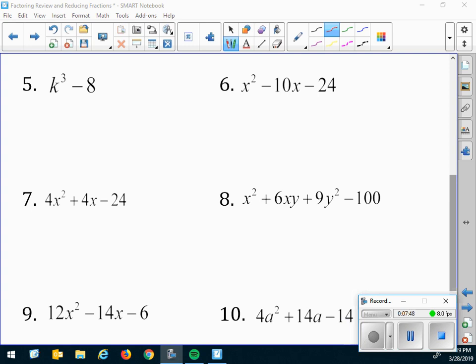Go back to page 21 of your notebook. That says factoring sum and difference of cubes. Do we have a sum of cubes or a difference of cubes? It's a minus, so is a minus a sum or a difference? A minus is a difference.